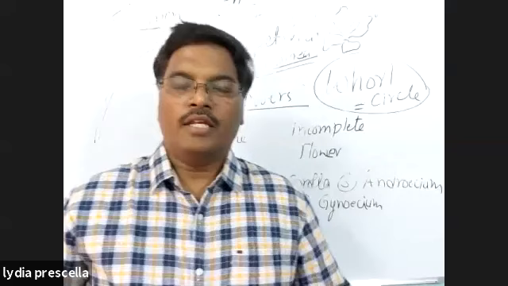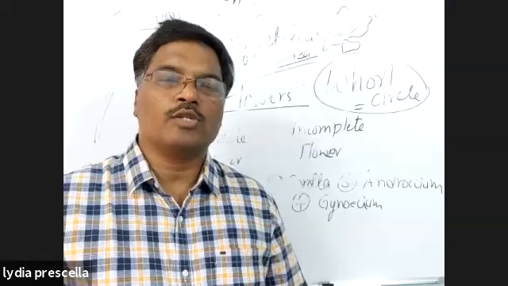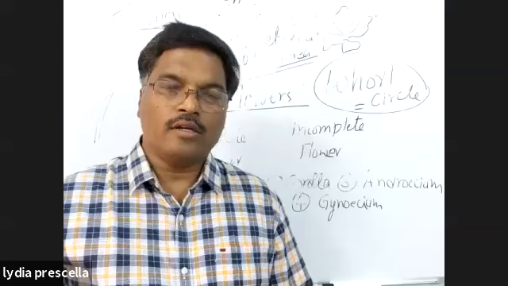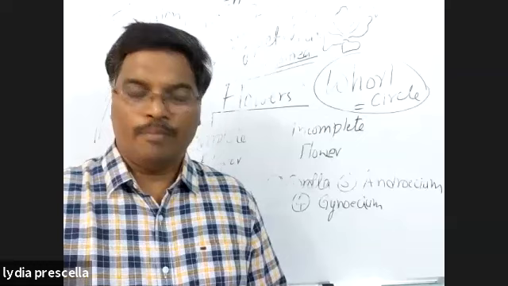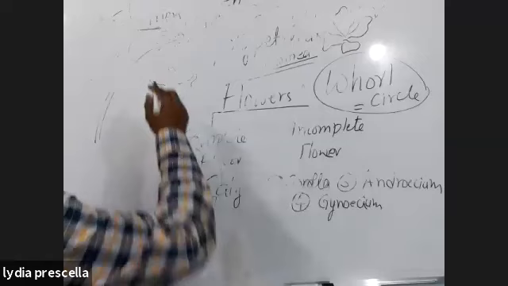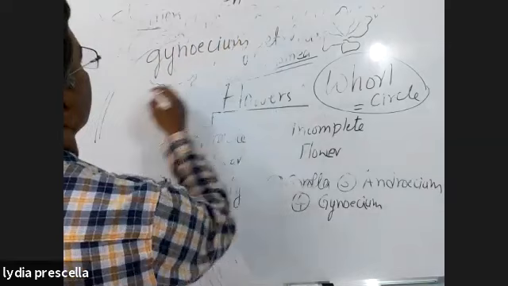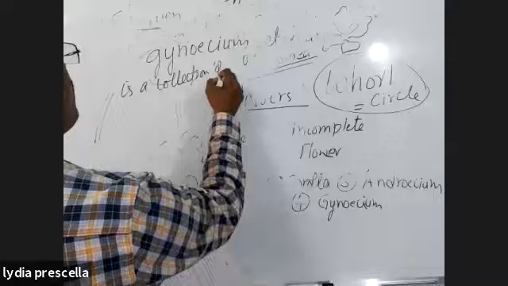Gynoecium is the last whorl of the flower. It is the innermost whorl of the flower. Now, it is also called pistil sometimes. Gynoecium and pistil. Now, a gynoecium is made up of carpels. Gynoecium is a collection of carpels.